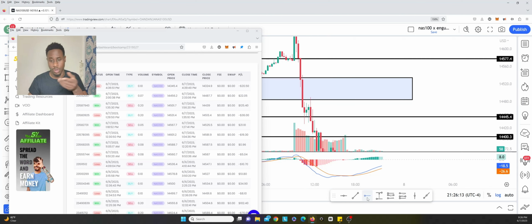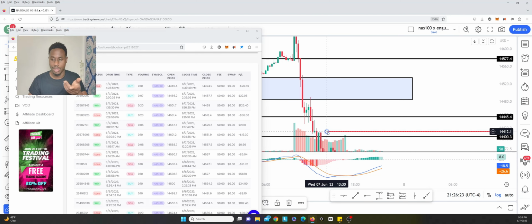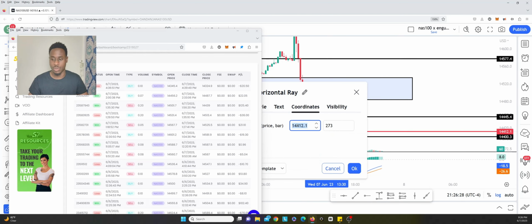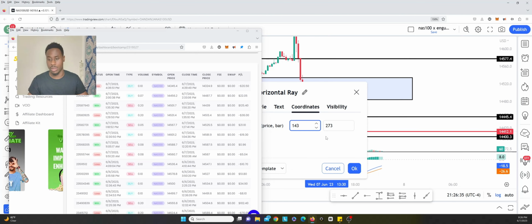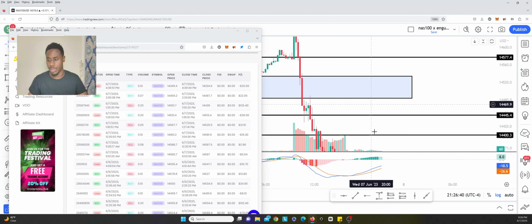And then the final trade was at 1. Let's look for that 1:30 candle. So I don't have to set it exactly on the candle. I just need to get the time. And then all I need to do is actually set the correct price, which would be 14,345.4. So scroll down, you'll see it on the candle.